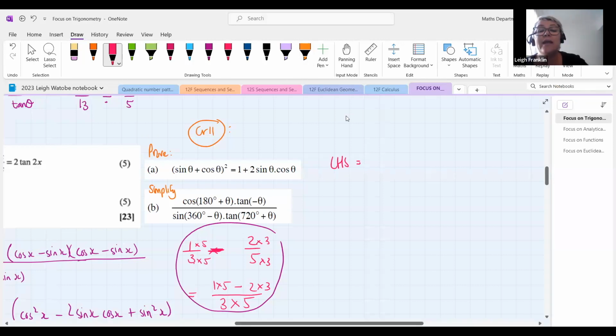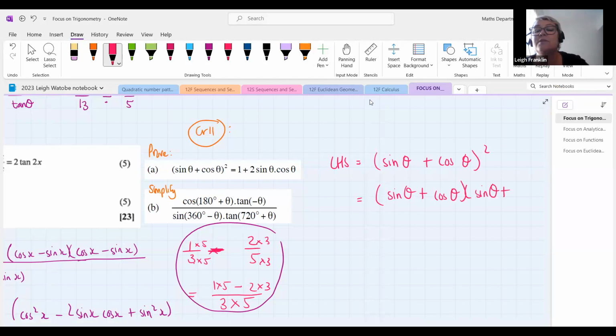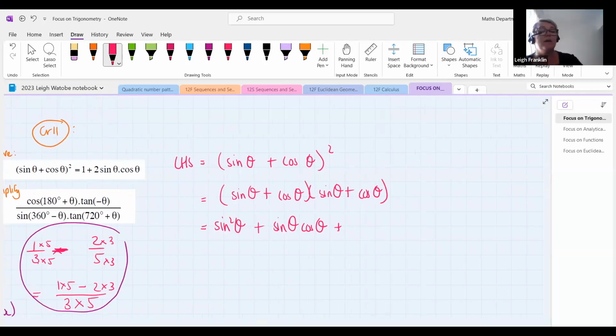Okay, so when we see a square on anything, it means that we have to multiply something by itself. So you would have said sine theta plus cos theta times sine theta plus cos theta. And then you would have done FOIL. So sine theta times sine theta is sine squared theta. Sine theta times cos theta is sine theta cos theta. And then with your inners, you would have also done the same thing. Sine theta times cos theta is sine theta cos theta. And last times last, cos theta times cos theta is cos squared theta.